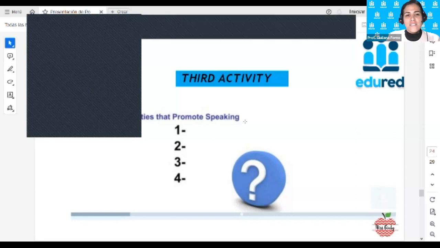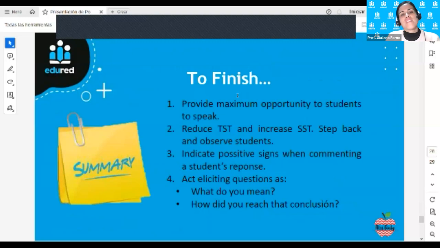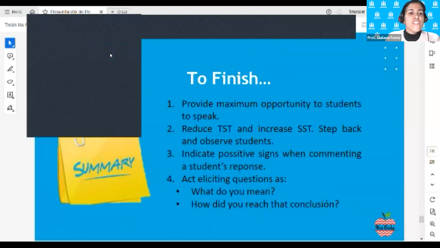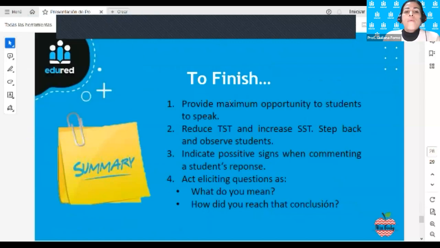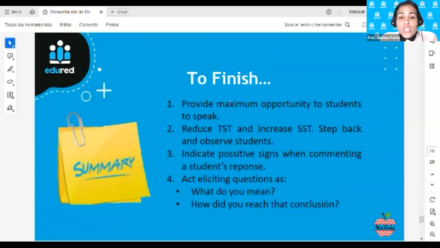So, guys, to sum up, to finish what we're going to do today, say the weather, debate or defend their positions. Debate is a very, very good speaking exercise. Opinions, gaps, fill in the blanks, complete things. So to finish, provide maximum opportunity to students to speak. We need to give them student speaking time. Reduce teacher speaking time and increase student speaking time.